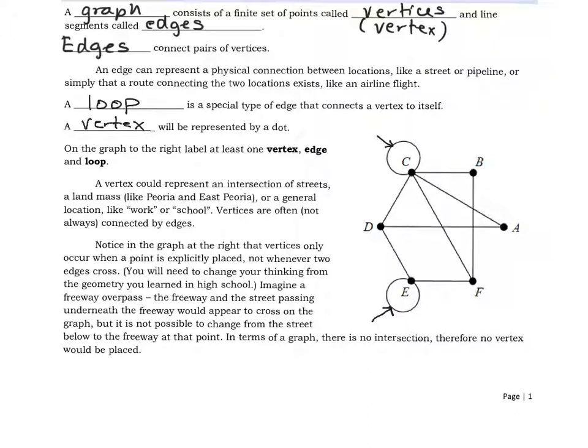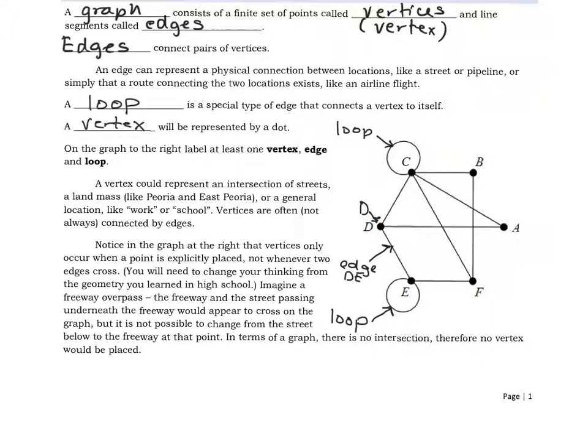So on the graph to the right, label at least one vertex, edge, and a loop. So I think we've figured out that these are loops, which is a special kind of edge, right? This is an example of an edge DE. And of course, point D here is a vertex. And there are many other examples we could have called on there.